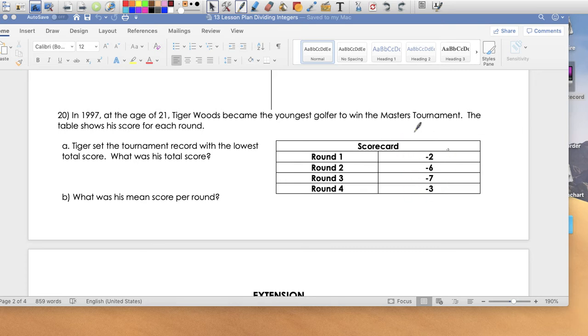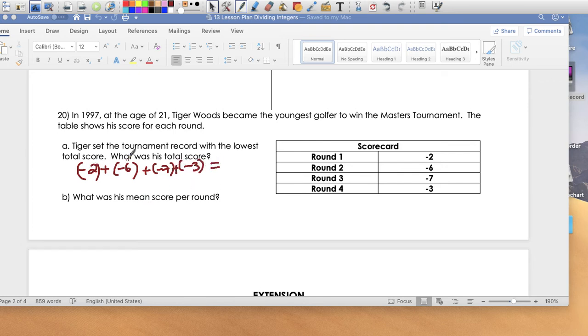So these were his scores for the 4 days he played. The first day he got -2, second day he got -6, -7, -3, -3. So what was his total score? So we first have to add all of them. -2 plus, I'll put in parentheses, -6 plus -7 plus -3 plus -3. So let's find out what his total score was.